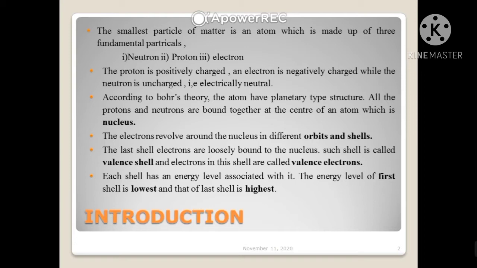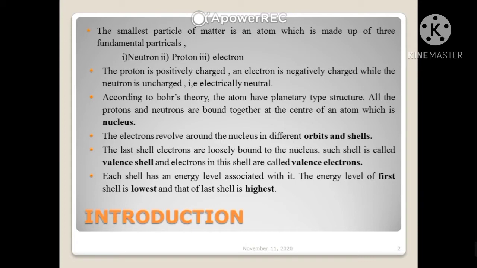Proton is positively charged. So let us remember: P, proton, positive. So proton is positively charged. Since proton is positively charged, obviously electron will be negatively charged. Then we have neutron. Neutron is neutral. Let us remember: neutron N, neutral N. So neutron is neutral, so obviously it is uncharged.